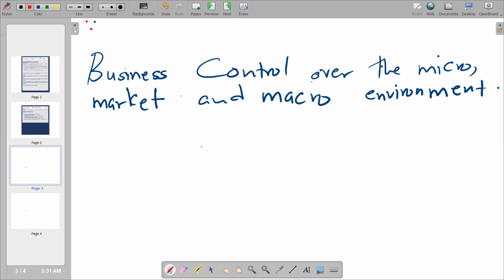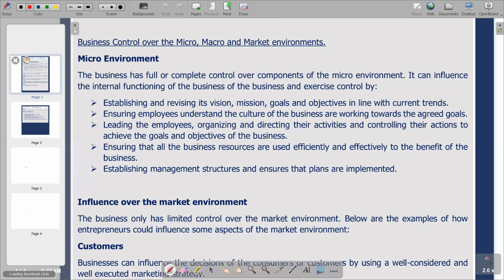In this video, we want to look at business control over the micro, market, and macro environment. So we are going to start by looking at the micro environment. And we know that the micro environment is described as the internal environment of the business, where the business is in full control.